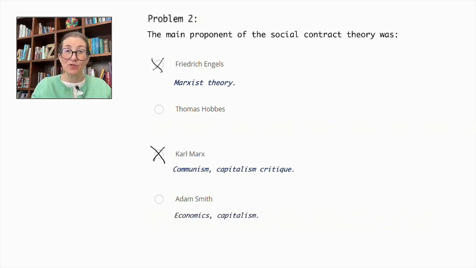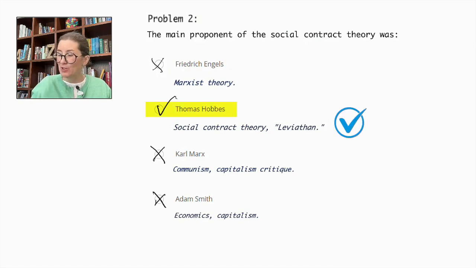Adam Smith is famous for his contributions to economics, particularly the concept of the invisible hand and the foundation of modern capitalism. So Adam Smith is out as well. The correct answer is Thomas Hobbes. Hobbes was a prominent advocate of the social contract theory, particularly in his work Leviathan, where he argued that individuals consent to form a government to escape the brutish state of nature. Therefore, the correct answer here is Thomas Hobbes.